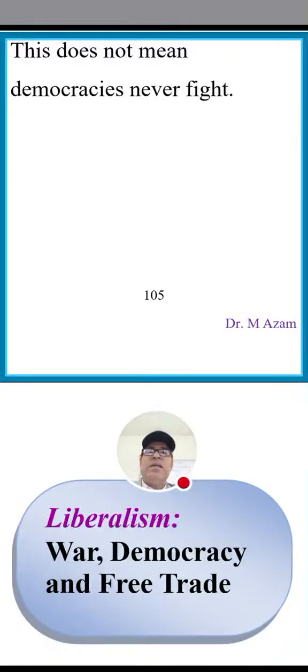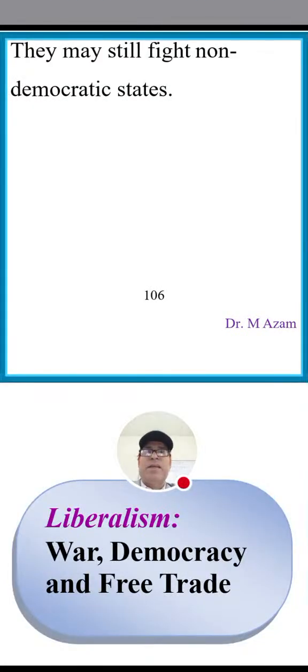This does not mean that democracies never fight. Sometimes they do fight. They start wars sometimes. They may still fight non-democratic states. They fight wars against non-democratic states.